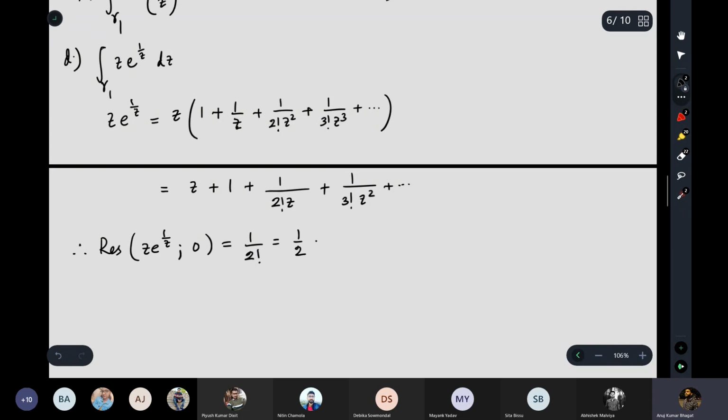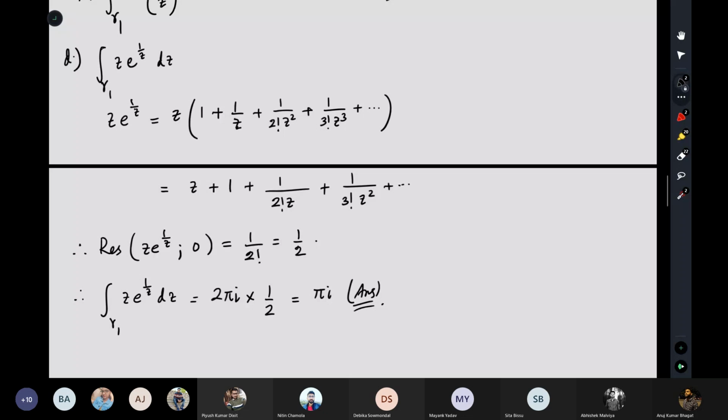And note that 0 lies inside gamma 1. So therefore, you can justify those things. The integral of z e to the power 1 by z is 2 pi i times half. The answer is pi i.